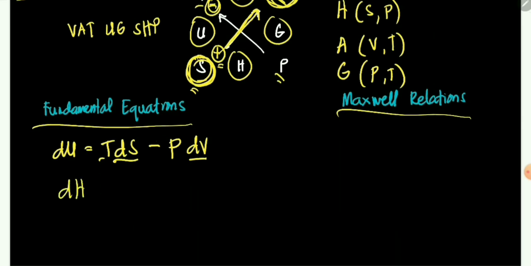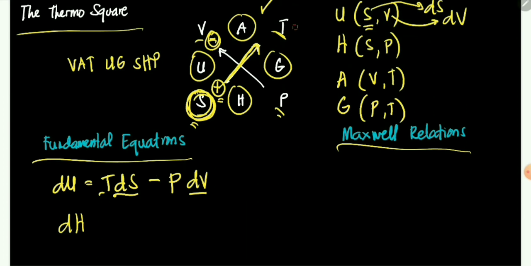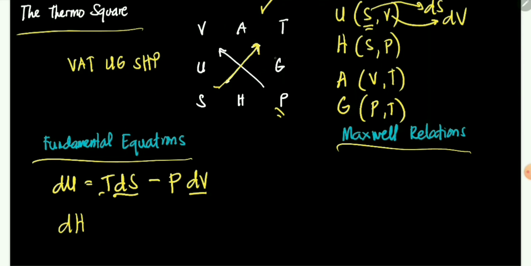Doon naman sa dH, okay? So, let's just erase muna para mas malinis. Okay? So, for H, we have positive to kasi away from P yung arrow. Positive din to kasi away from S yung arrow. So, that's positive dP and positive dS. So, yung nasa kabilang end ng arrow for dS ay T. So, positive yan. Yung nasa kabilang end ng arrow from P ay yung V. Okay? So, that's for dH.